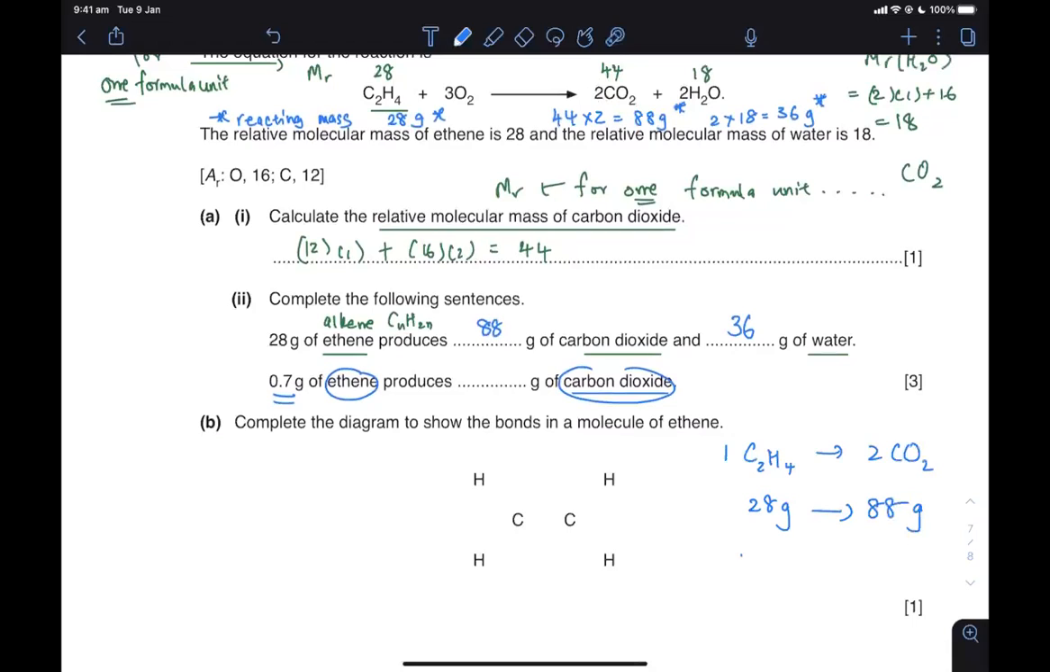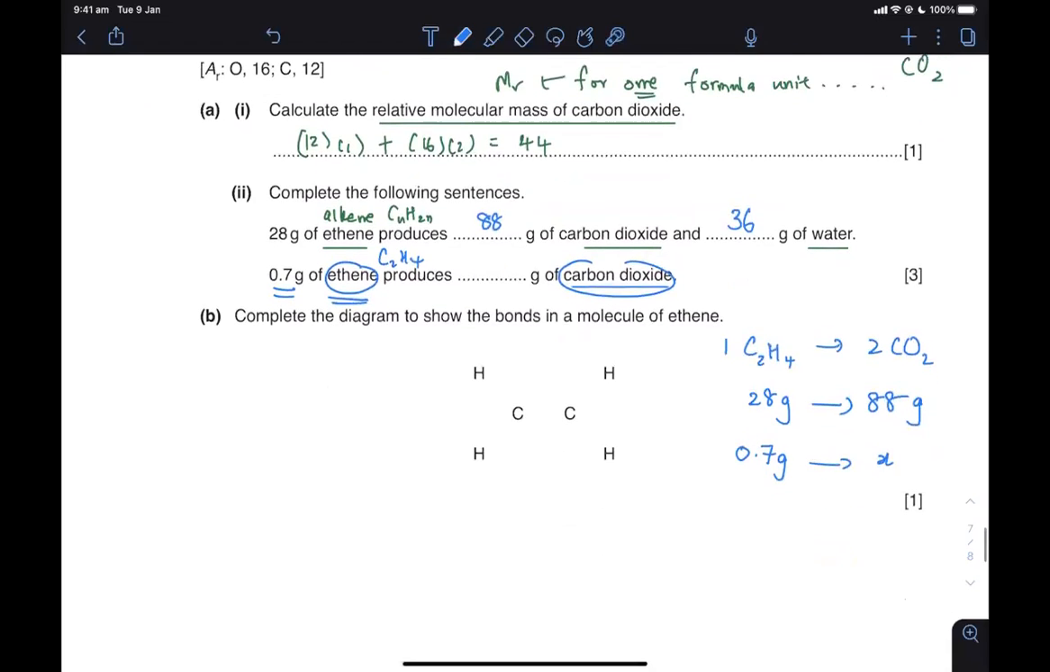I want to use 0.7 gram of ethene. This is C2H4, so this is my unknown. What is my mass of carbon dioxide? I hope by now you should be able to do your cross multiply thing. 28x equals 88 times 0.7.